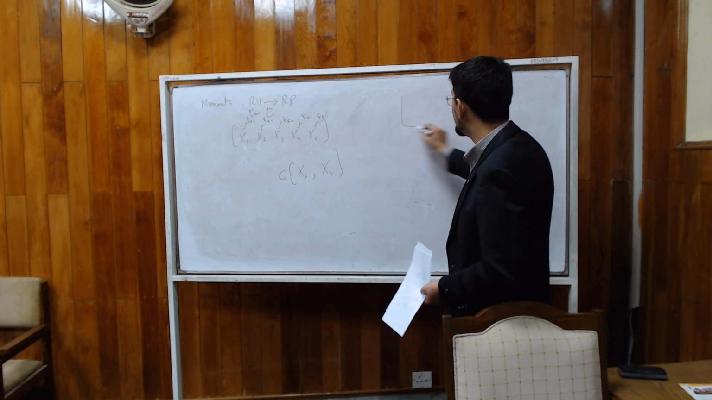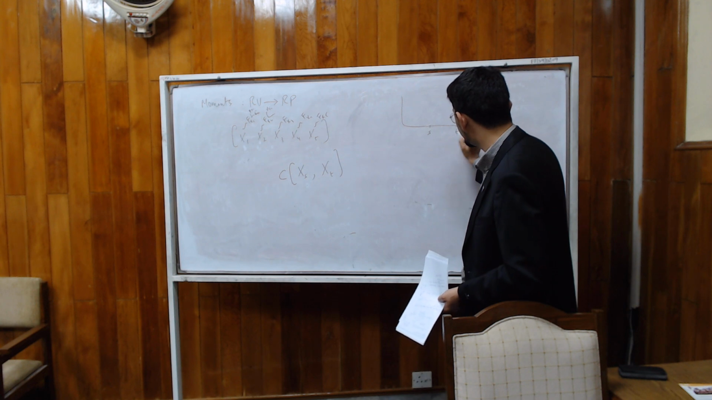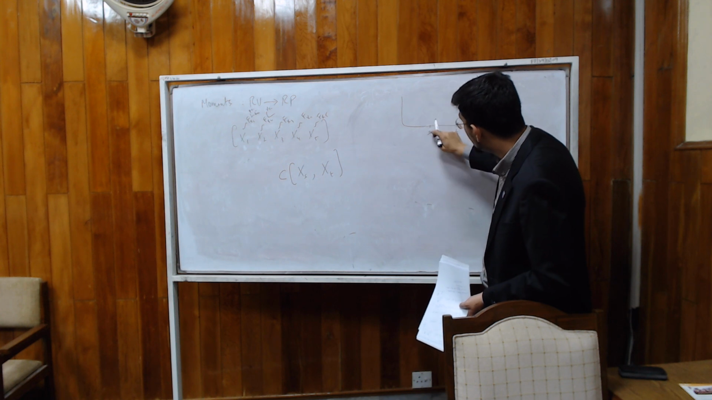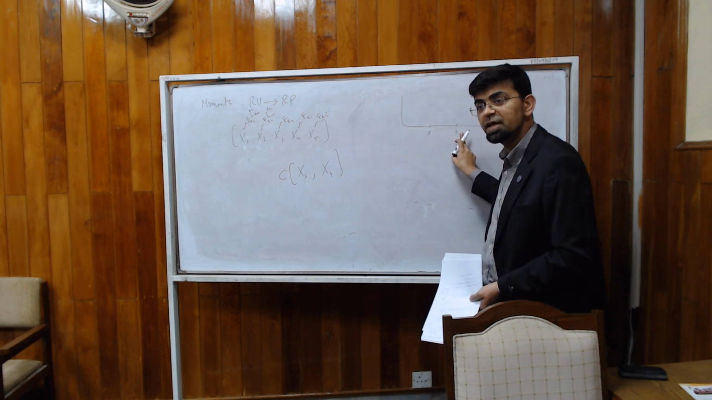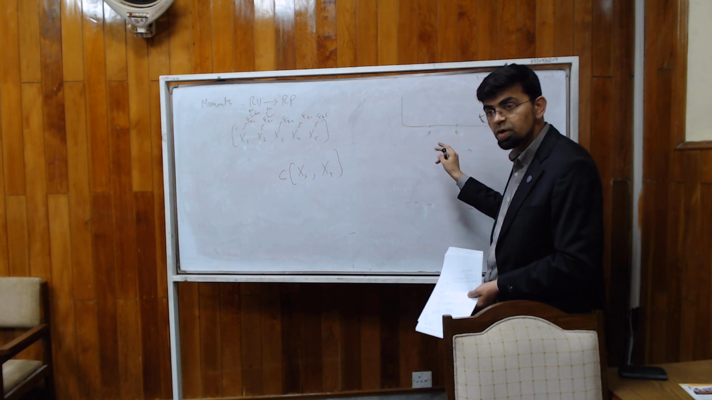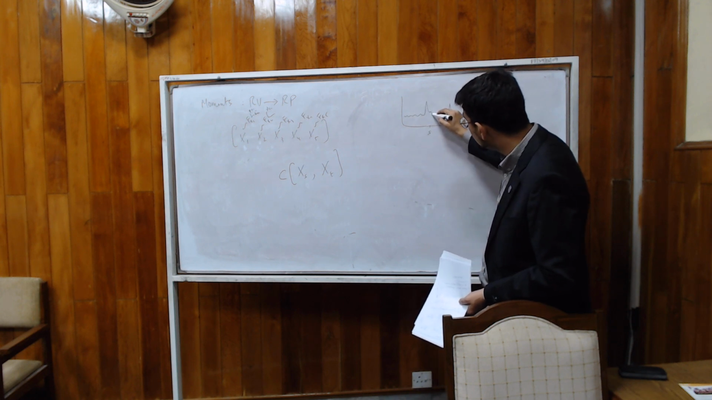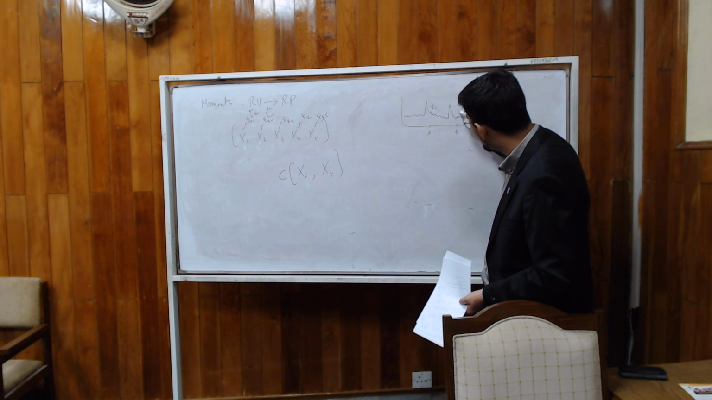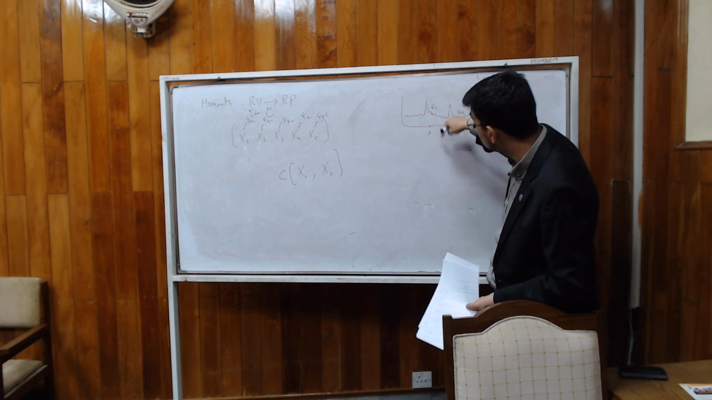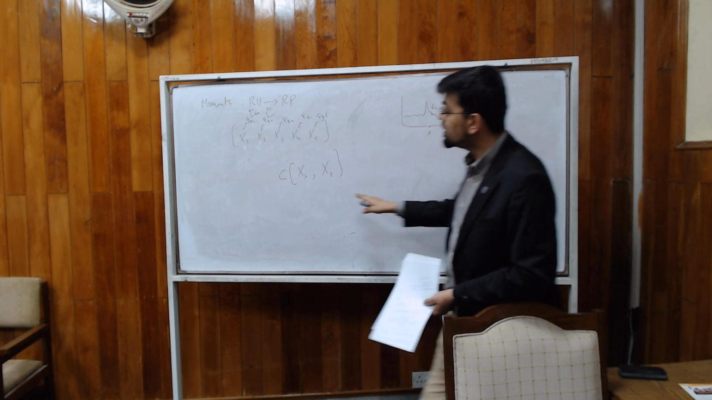Let's say a random process occurs here, and the sth member is here and the tth member is here. What I want to know is whether there is a statistical linear dependence between these two. For example, one realization goes like this, xs and xt, but this is just one realization. When you talk about covariance, you take the combined effect of all the realizations.